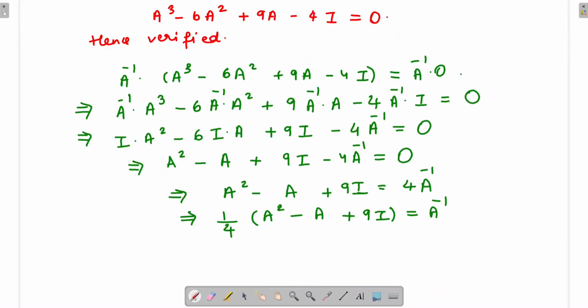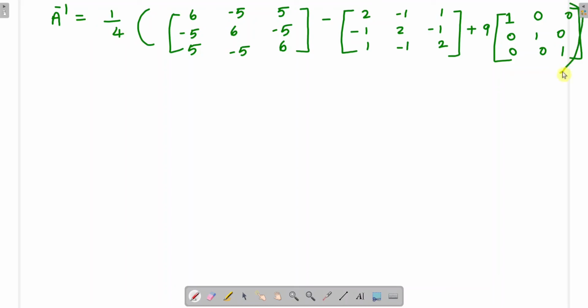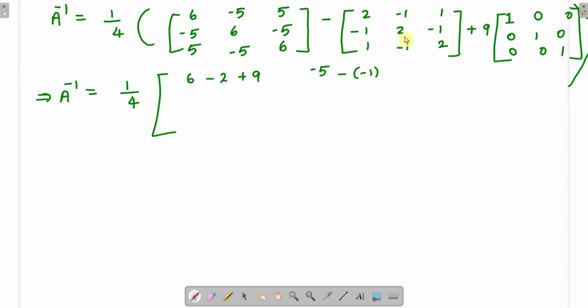And then that is equal to A inverse. On the left hand side we had written A inverse, and this is the right hand side. Now A inverse is equal to what? See, 1 by 4 matrix. Now just add or subtract as you have here. So 6 minus 2 plus 9, and minus 5, minus of minus 1, and plus 0. So this we had to multiply by 9, and then we will calculate it.